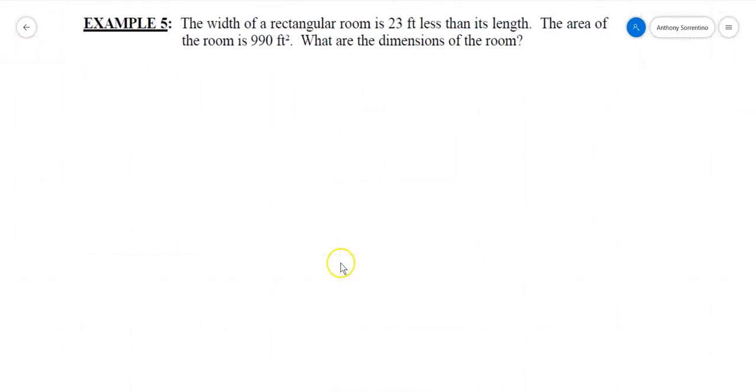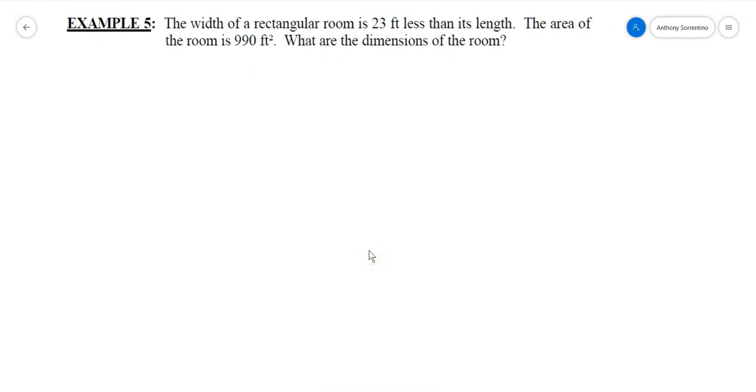Let's look at some instances here where I can apply the use of solving some quadratic equations. So for example 5, the width of a rectangular room is 23 feet less than its length. The area of the room is 990 square feet. What are the dimensions of the room? Now we had done a problem like this beforehand that dealt with perimeter.